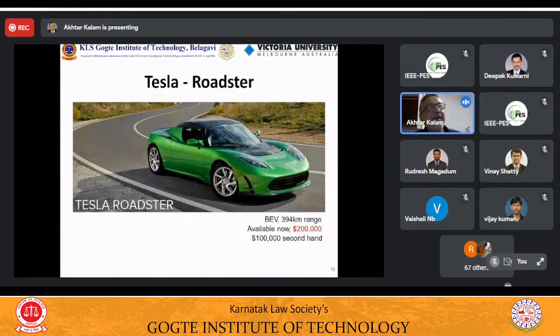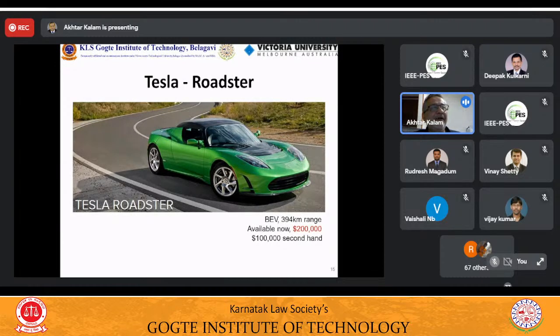After that is Tesla. This is one I love. I love this Tesla Roadster, but I can't afford it. Look at the range, 394 kilometers. It's available in the Australian market, but can I afford it? $200,000. I can get a second hand for $100,000. But this is a real car.